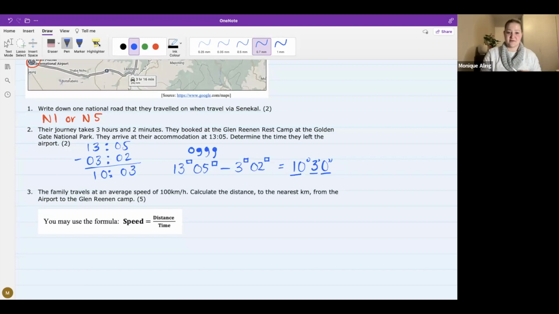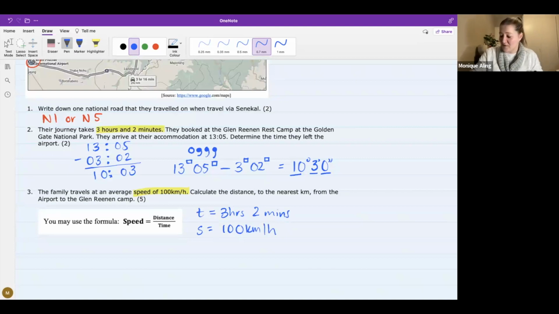So whenever it comes to these types of formulas, always write down what you have. So we've got the speed, and we have the time, which is in the previous question. So this links to the previous question. So let's write down what we have. We have time, which is 3 hours and 2 minutes. We have speed, which is 100 kilometers per hour.